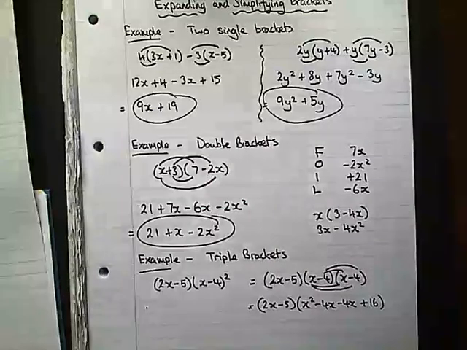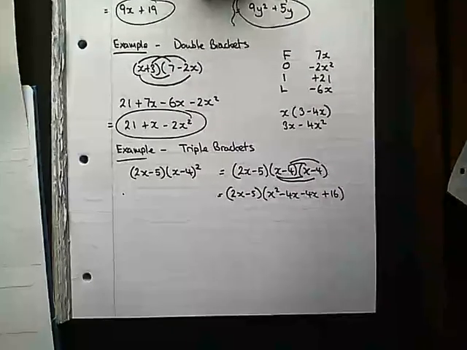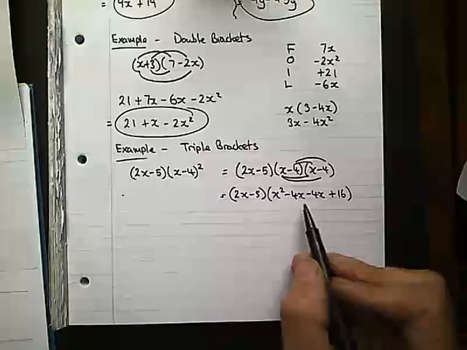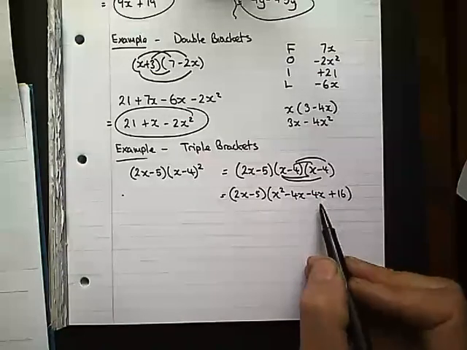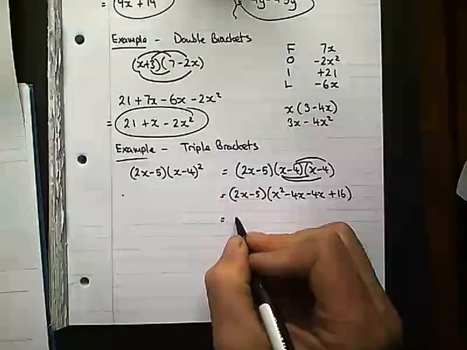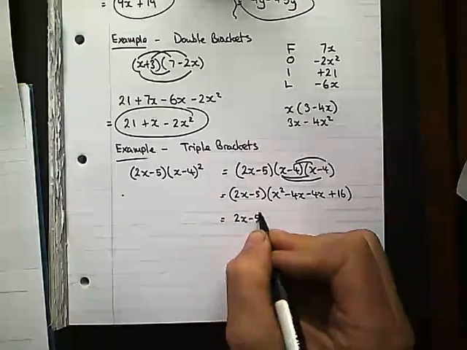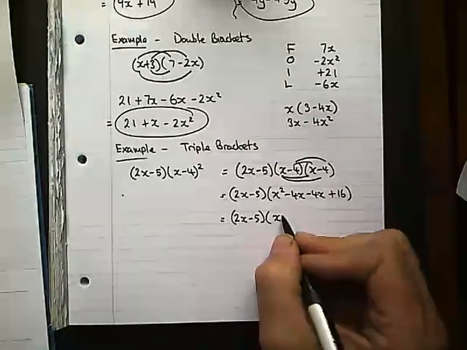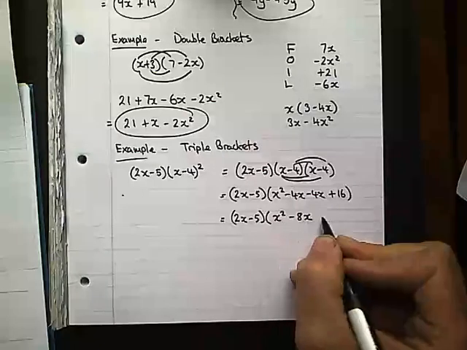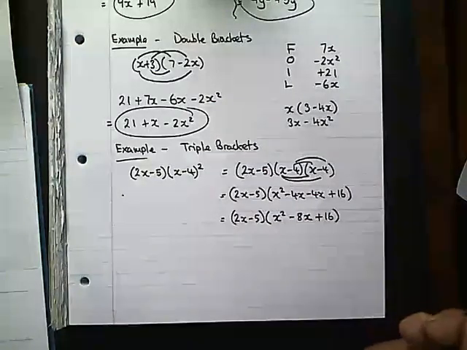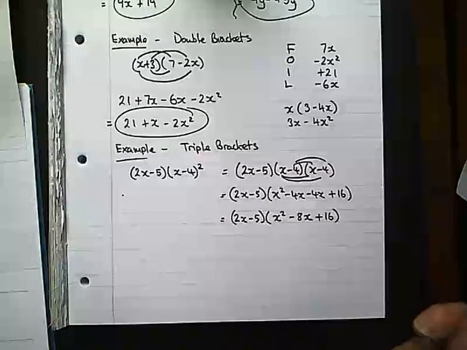Let me move the camera a bit so we can get a bit more paper. Let's just simplify these two minus 4x's. That will get me minus 8x. So I've got 2x minus 5 times x squared minus 8x plus 16. And I just now have to expand that out.